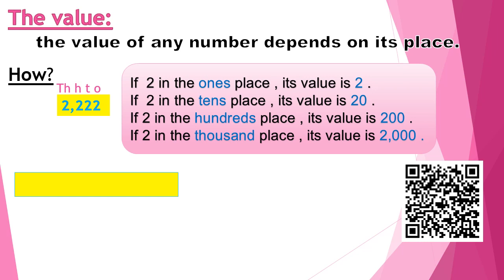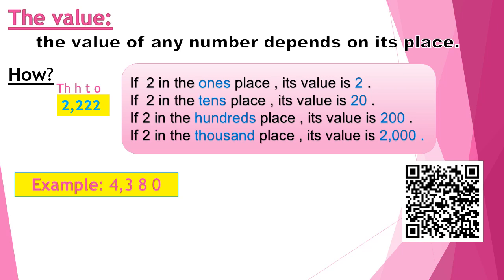So to know the value of any number, I must put the place first. If it is in ones, I will put the number as it is without any zeros, so 2 will be 2. If it's in tens place, I will put 1 zero, so its value will be 20. If it's in hundreds, I will put 2 zeros, so its value will be 200. If the 2 is in thousand place, I will put 3 zeros, and it will be 2000.